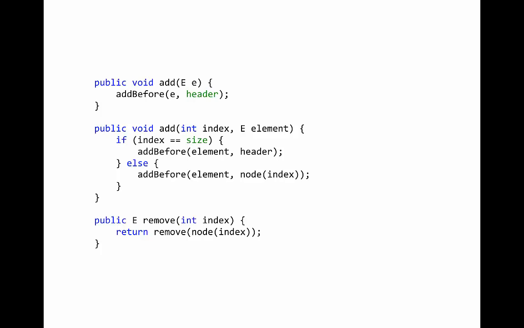Another helper method used here is the node method. The node method takes a list index and returns a handle to the node that corresponds to that index. You see it here in the else portion of the second add method that adds an element at a specific index. The remove method is also just a call through to a private remove method that takes a node.